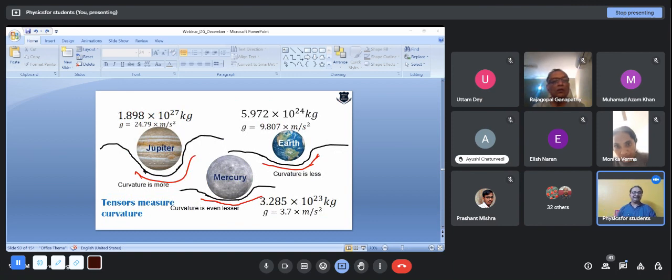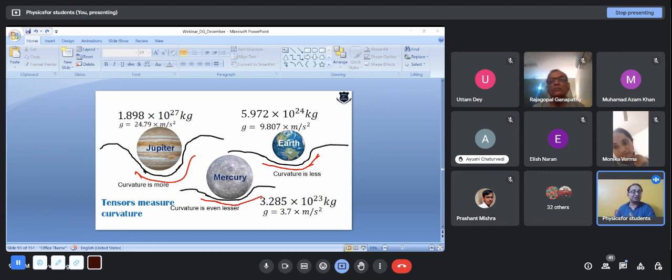So here you see, this is a nice thing, that the g here is the gravitational acceleration, not the metric tensor. That means the more massive the object is, the more is the g. Are you getting my point? So you see, g for Jupiter is the highest. g for Earth is less, and g for Mercury is even less. Why? Because you see the size, that is the weight in terms of kilogram, varies.